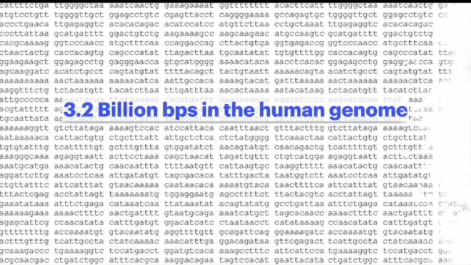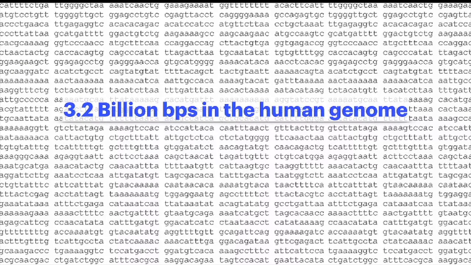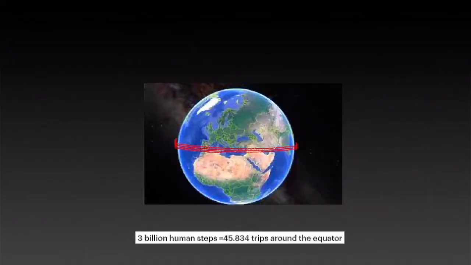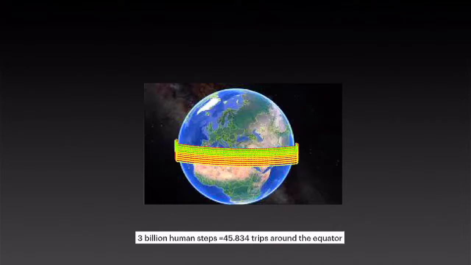As I mentioned before, there are 3.2 billion base pairs in the human genome. That's a whole heck of a lot of A's and C's and T's and G's. A number that big is difficult to wrap our minds around. Just to give you an idea, if you decided you were going to take a trip of 3 billion steps, you would go around the equator almost 46 times.